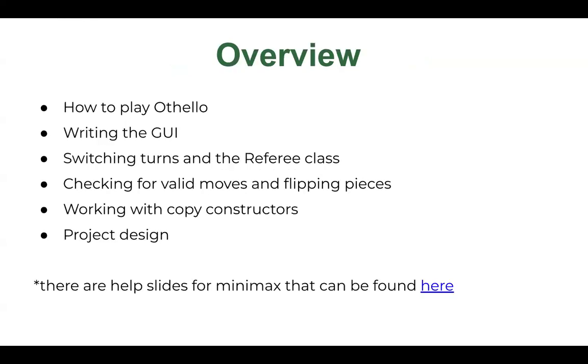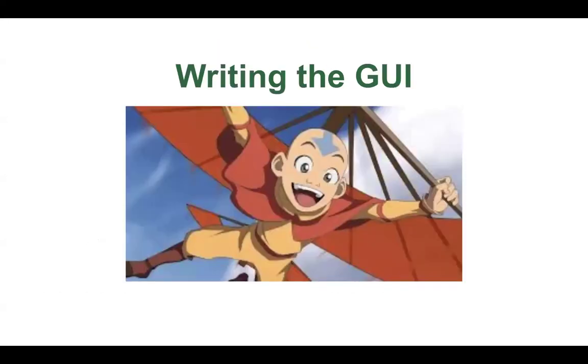Okay. An overview of what we're going to be doing today. We're going to go over how to play Othello, writing the GUI, switching turns in the referee class, checking for valid moves and flipping pieces, working on the copy constructor and project design. Obviously, some of these words might not be clear now, but they'll start to become clear as we go throughout the presentation. And there are also help slides for the mini-max that is linked there, and you'll also learn about kind of what that is later.